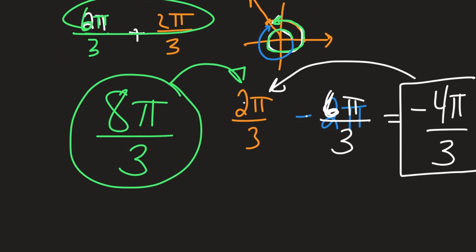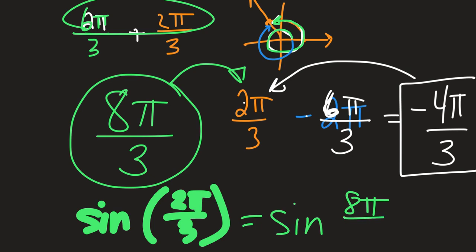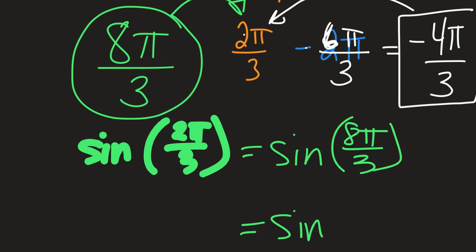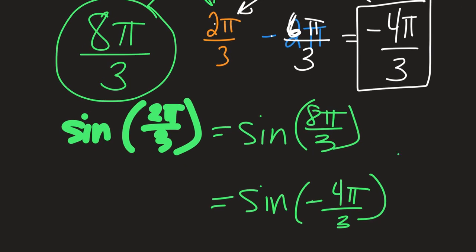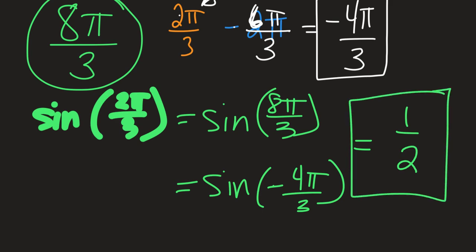Okay, and what's important here is that the sine at 2 pi over 3 would be the same value as the sine at 8 pi over 3 would be the same value as the sine at negative 4 pi over 3. The answer to all of these are the same thing. That's the y value at 2 pi over 3, which is root 3 over 2. So all of these have the same answer.